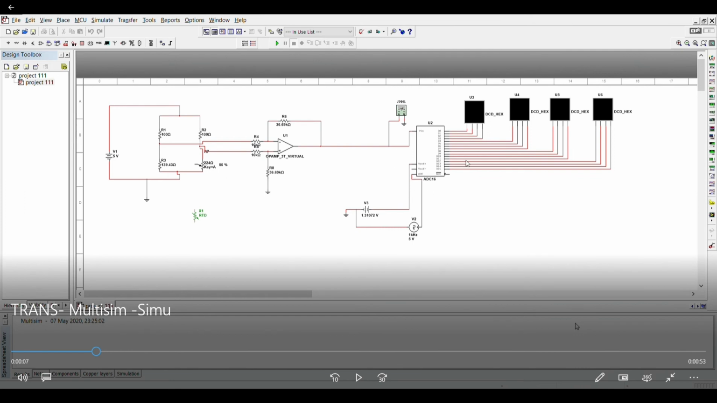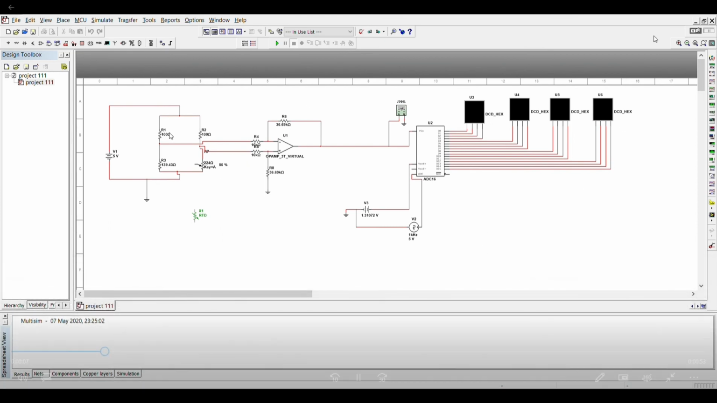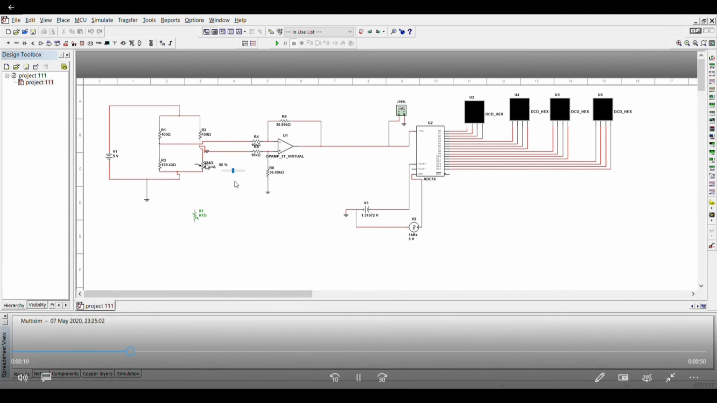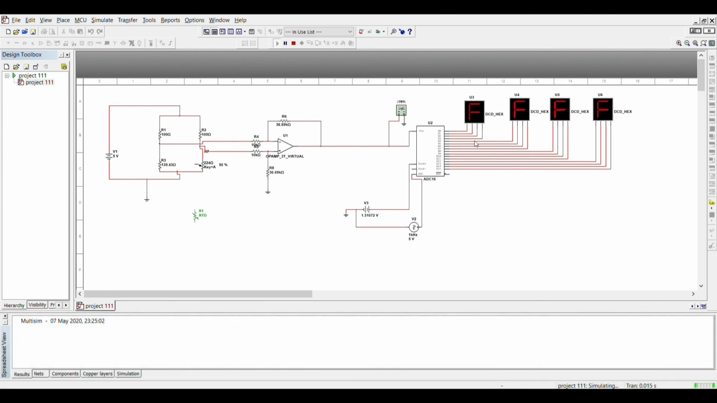We have a 16-bit ADC with V reference 1.31072 and clock voltage. We have the displays here to see our results. Let's begin the simulation with 224 ohm, which is the maximum resistance. We get 4 Fs, which is the maximum number in 16-bit.